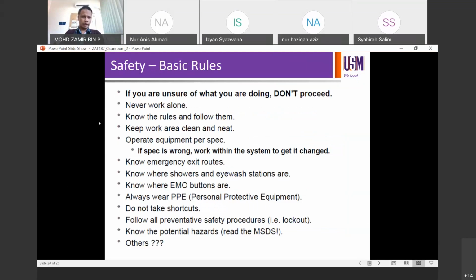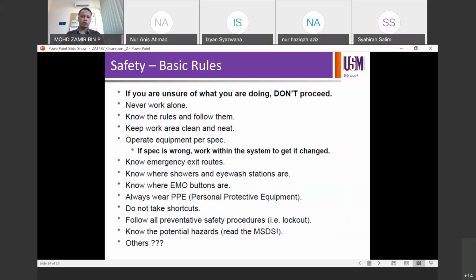A few things on the basic rules in the fab, mainly due to safety. Safety is number one in the fab. If you're not sure of what you're doing, don't proceed. If you don't know what to do next, don't do anything. Just stop and ask people or get somebody to help you out.